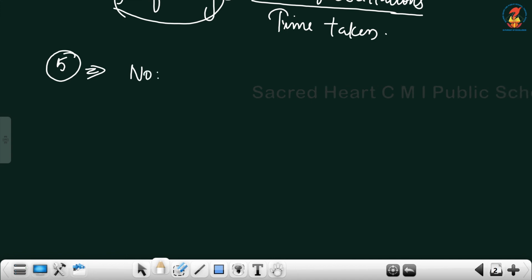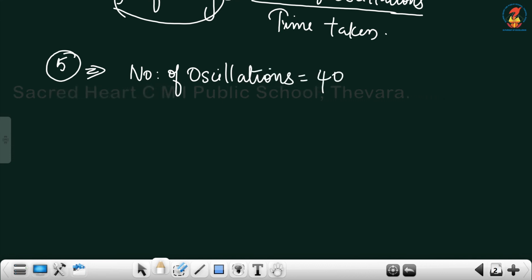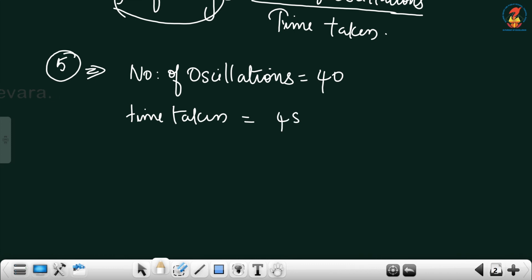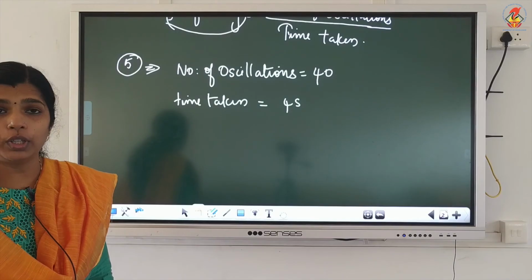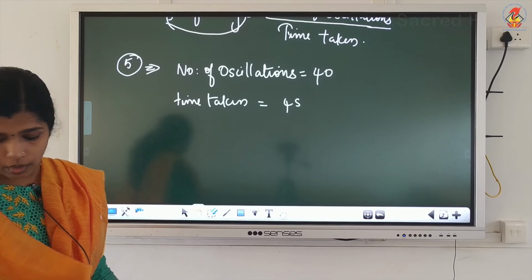So, number of oscillations is equal to 40. How many times will it vibrate? That is equal to 40. Now, time taken to complete that oscillation, that is 4 seconds. So, the question is, a pendulum oscillates 40 times in 4 seconds. Find its time period and frequency.